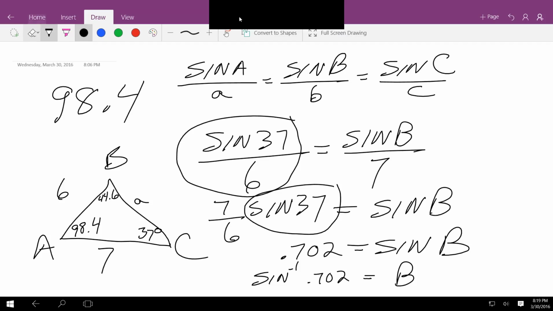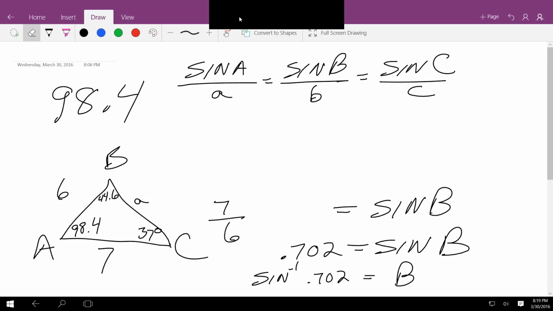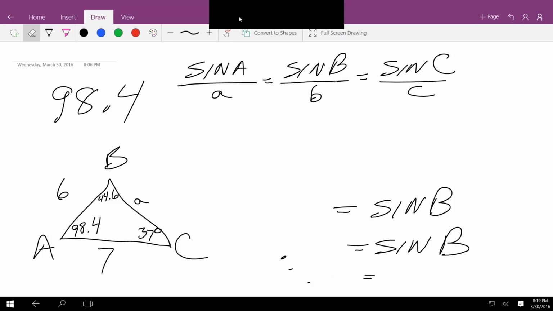Okay, let me erase some of this stuff. Just because it's in the way, and I don't want to lose my picture here. Yeah, definitely.